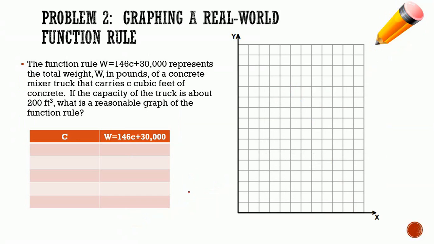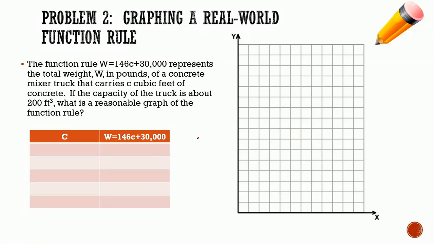Let's take a look at a real world application. So I have this function rule, y equals 146c plus 30,000, and that represents the total weight of a concrete mixer truck that carries c cubic feet of concrete. If the capacity of my truck is about 200 feet cubed, what's the reasonable graph?